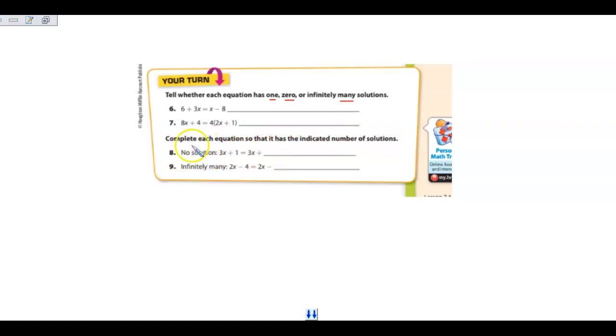So you want to make this true. So if it says no solution, to make that true, what would I have to put in this place right here to make it where it doesn't work? We want to make no solution to be true. Infinitely many, what would we put right here that would make this infinitely many solutions? Okay.